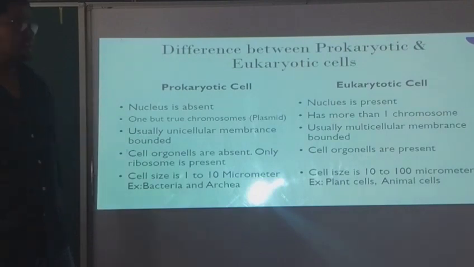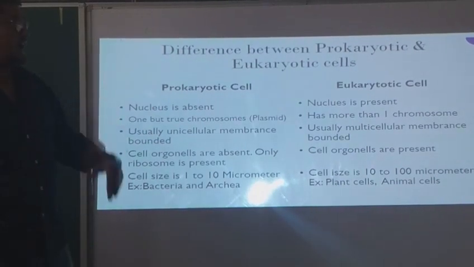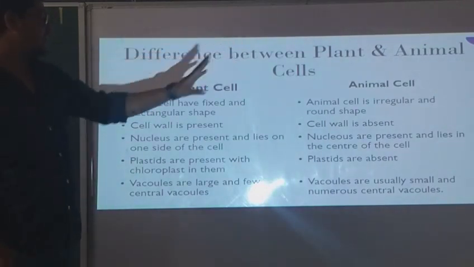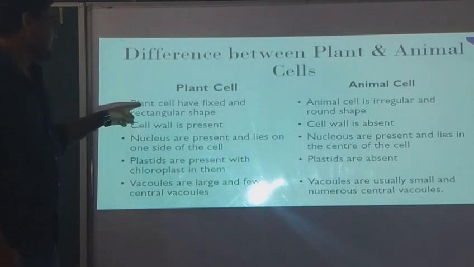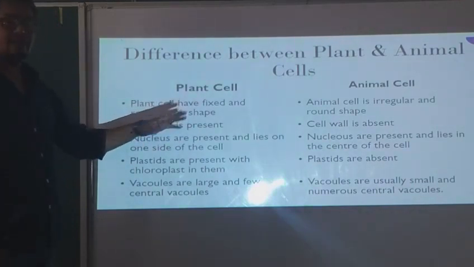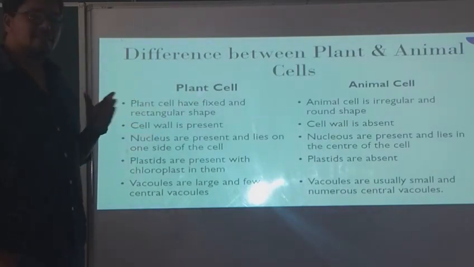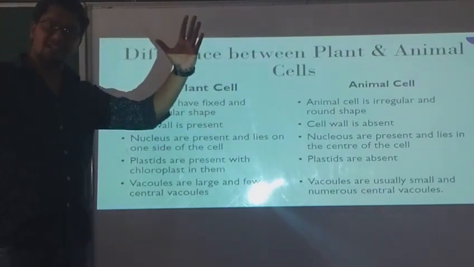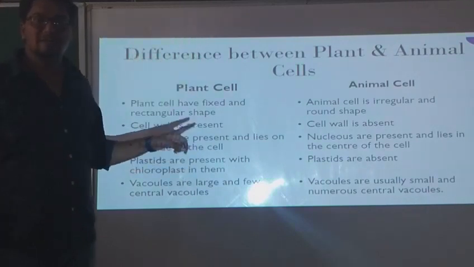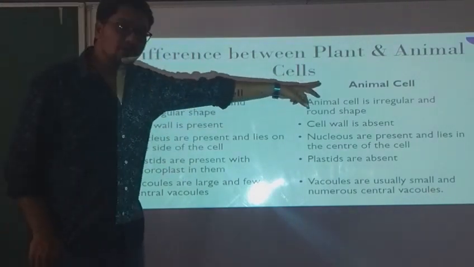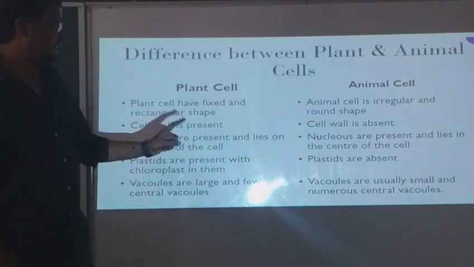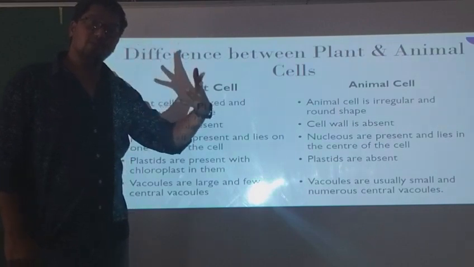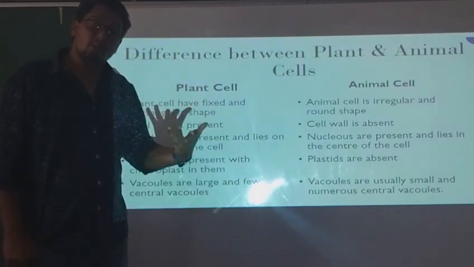Now, let us know the differences between plant cell and animal cell. So, you can see here the difference between plant cell and animal cell. Plant cells have a fixed and rectangular shape. I already told you why: because in plant cells, the cell membrane is externally covered by a rigid wall which is made up of cellulose. But the cellulosic cell wall is absent in animal cell. That's why animal cell is irregular in shape. Sometimes it is round, sometimes oval, polygonal, like that.